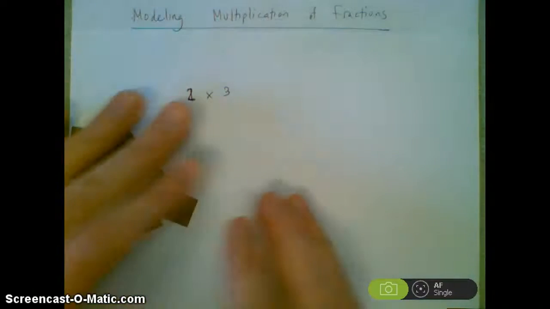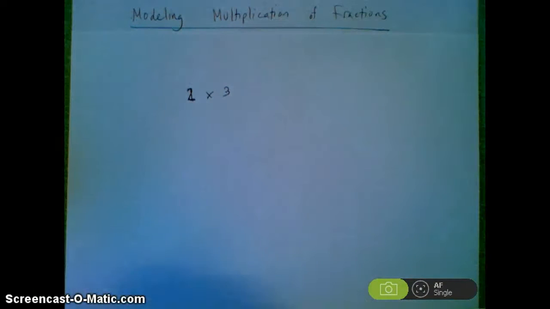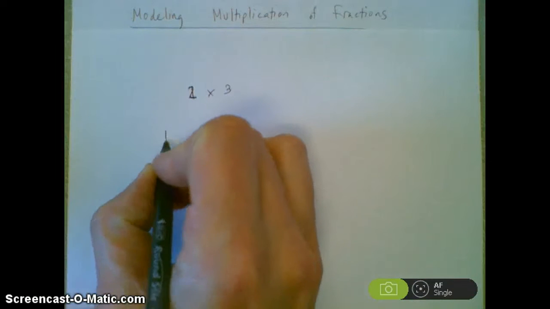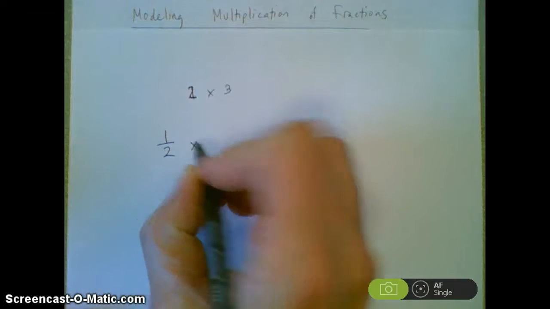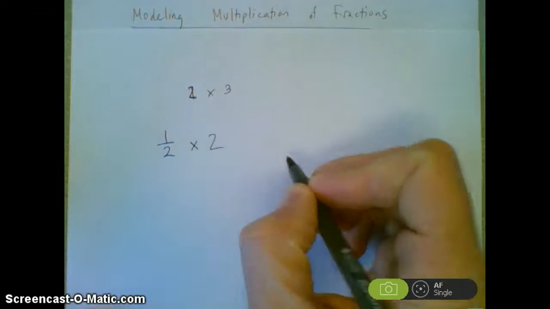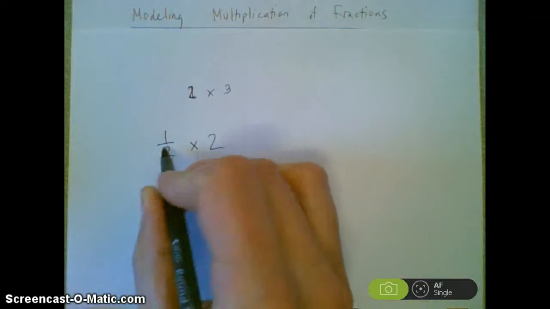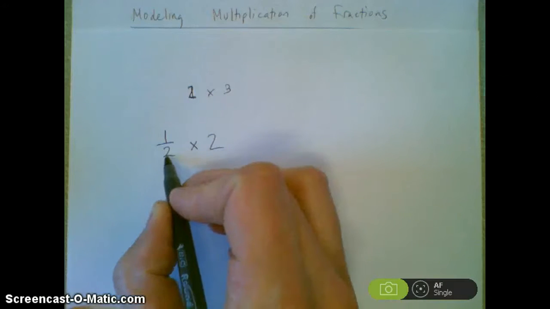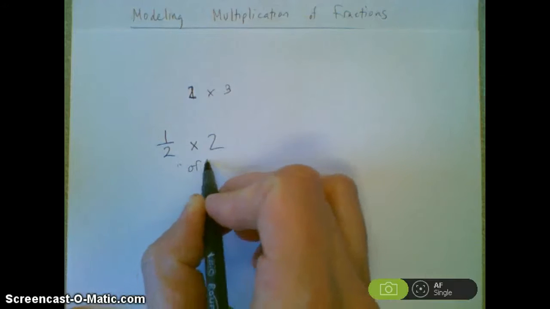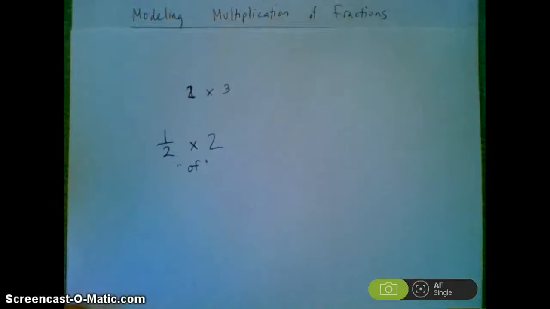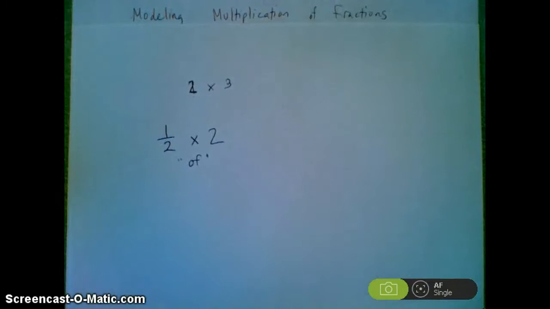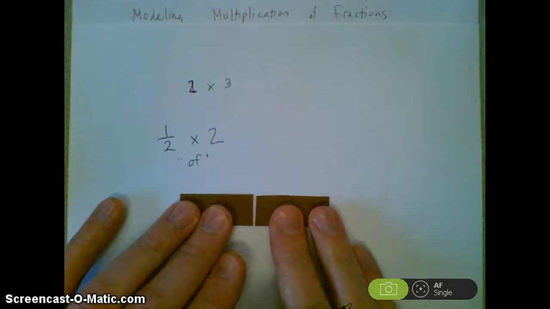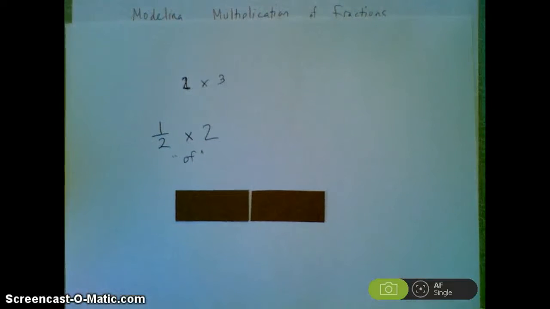Now we are multiplying fractions, so it gets a little bit different. Let's say I wanted 1/2 of 2. So when you see a fraction and a multiplication sign, then another number, it's saying 1/2 of 2. So I start with my 2 Milky Ways, put them end to end, and now I want 1/2 of that.